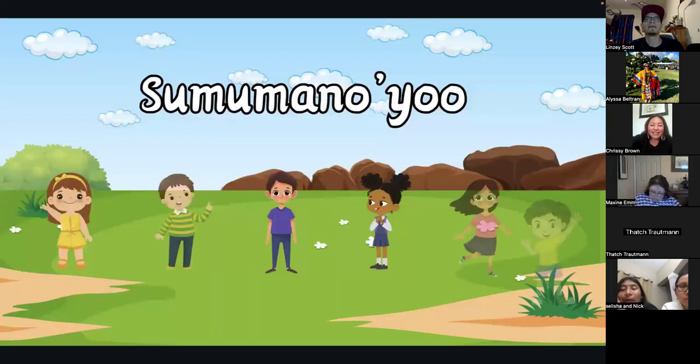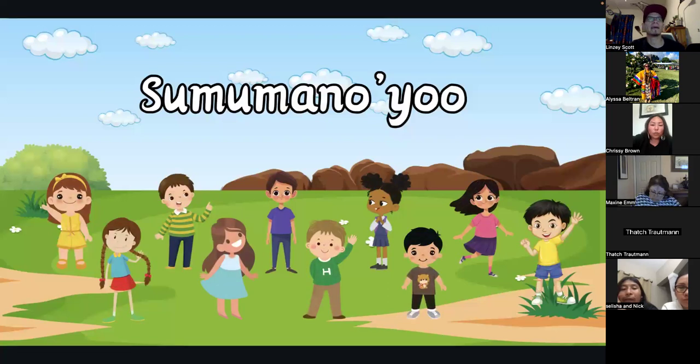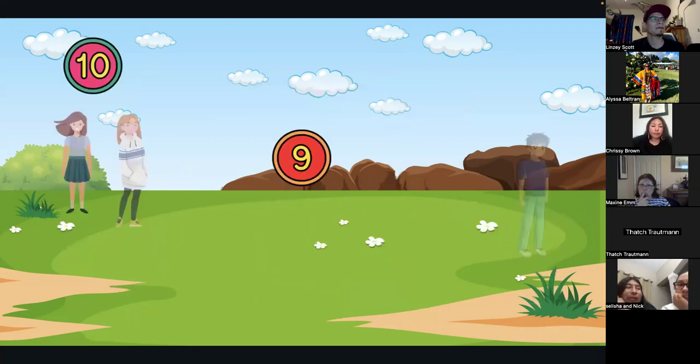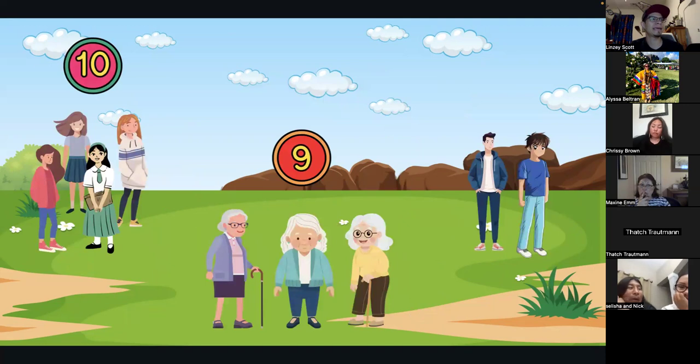And finally, since we're running out of time, the last number is 10. Sumu manoi. Is 10. Sumu manoi. 10. You got your two hands together now, all making 10 fingers. Sumu manoi. All right, then let's do a little bit of practicing before the night ends.